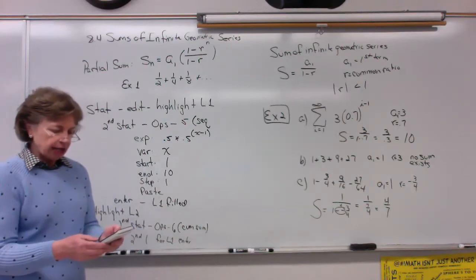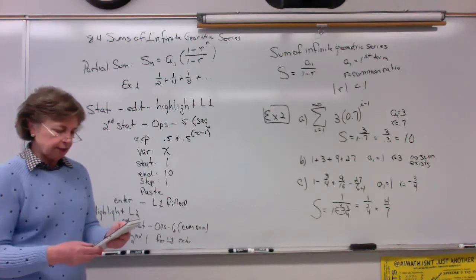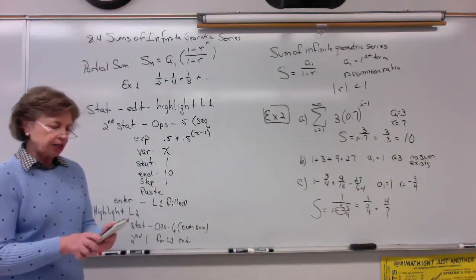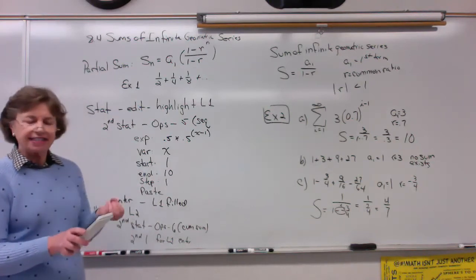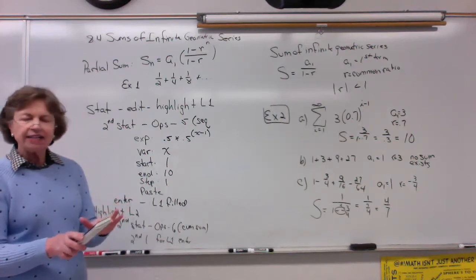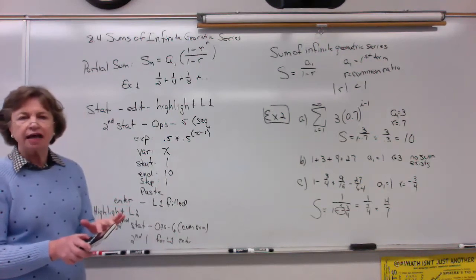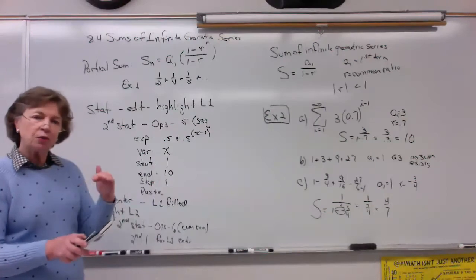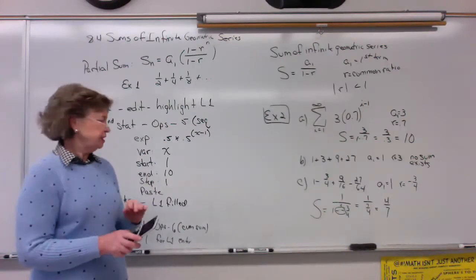And out should come the sums. The first one was 0.5, the second one 0.75, all the way down to that 10th term, which was 0.9999. Approaching 1, which we saw when we graphed it.